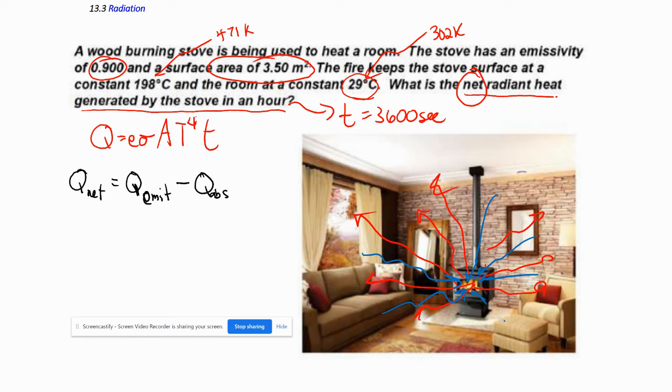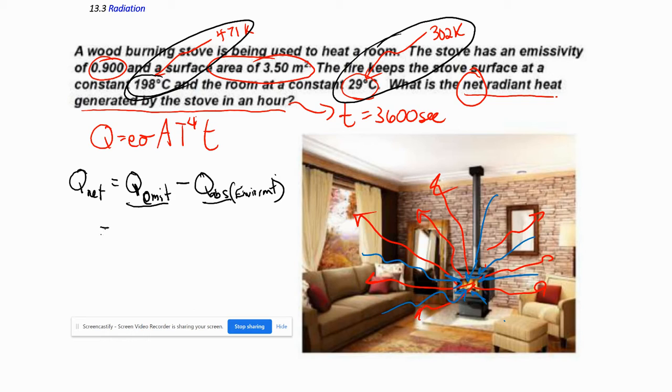Well, how do I figure out the heat emitted versus the heat absorbed? It has to do with the temperatures. In the case of the heat being emitted, it's going to be the temperature of the stove itself. But when we're talking about the amount that is being absorbed, we're actually going to take the temperature of the environment. So sometimes this will say heat absorbed, but you're actually dealing with the environment. And so that's what we're going to use.